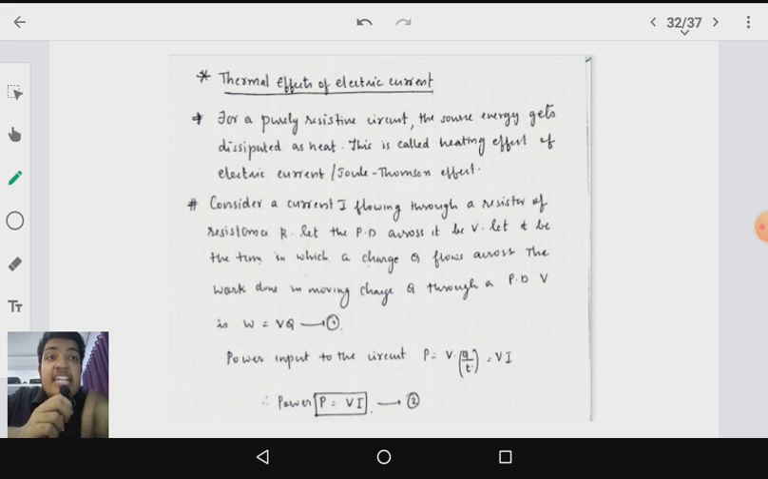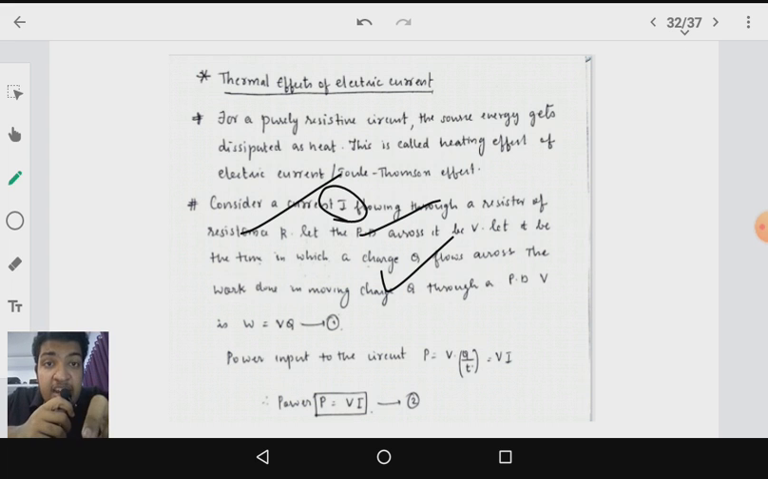What happens is that in a purely resistive circuit, if only a resistor is present and no inductor, no capacitor, nothing else is present, then some amount of energy that is flowing through the circuit is coming out in the form of heat. This process is called the heating effect of electric current. Now, let us assume that the current flowing through the resistor is I and the resistor has a resistance R. Potential difference across the two ends of the resistor is V, and let us assume that the charge flowing through the circuit in a time t is Q.